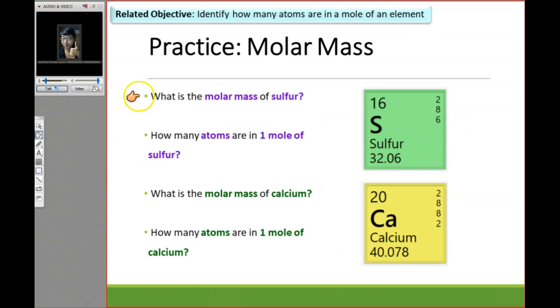Excellent. Let's go ahead and begin to practice this. Tell me in the chat box, what is the molar mass of sulfur? Take a look at our periodic table box for sulfur and tell me which of these tells us mass. Is it the top number or the bottom number? Which one tells us the molar mass of sulfur? You have a 50-50 chance. Remember, we learned what the top number means, we learned what the bottom number means. Which of those means mass?